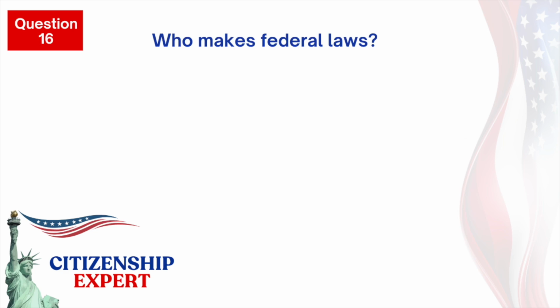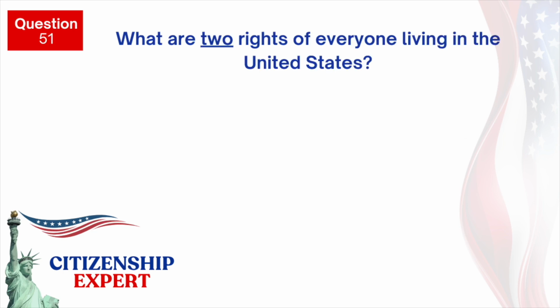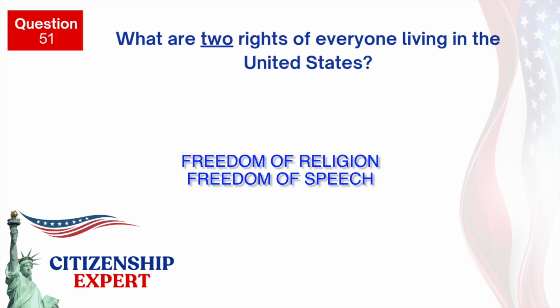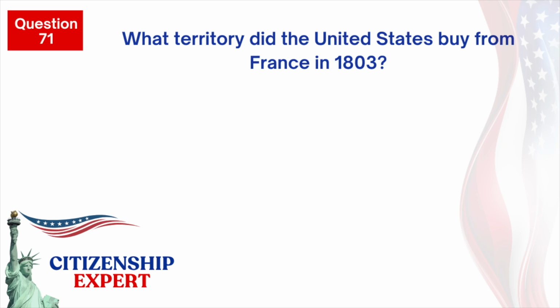Who makes federal laws? Congress. What are two rights of everyone living in the United States? Freedom of religion, freedom of speech. What territory did the United States buy from France in 1803? The Louisiana Territory.